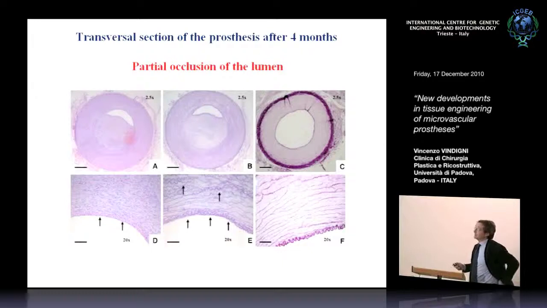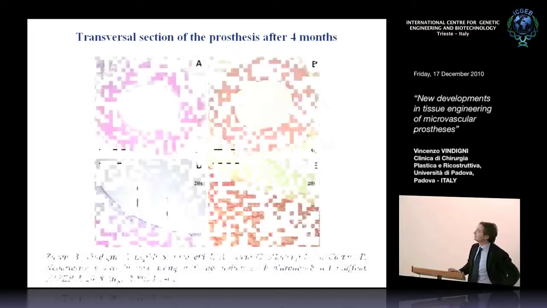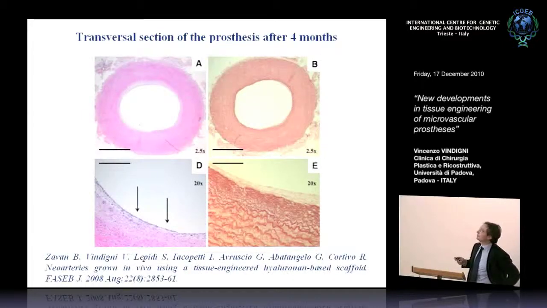This is a transversal section of the prosthesis. In the pig, we have a high rate of complication, but despite the partial occlusion of the lumen, we observed the complete vascular wall regeneration. Then probably it is a late complication. This is the elastic layer, and this is the control. This is a good result after 4 months with the complete vascular wall regeneration.